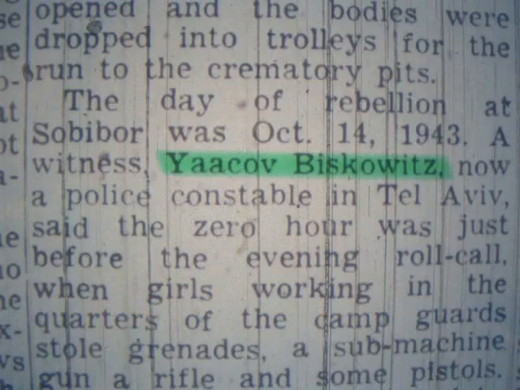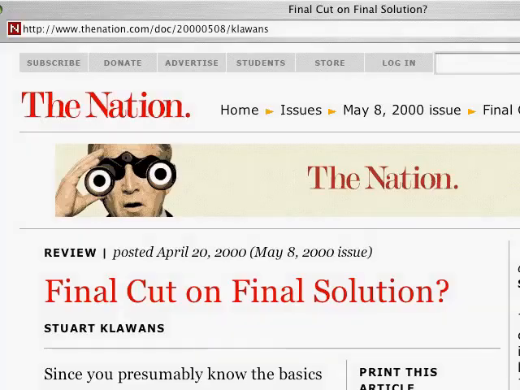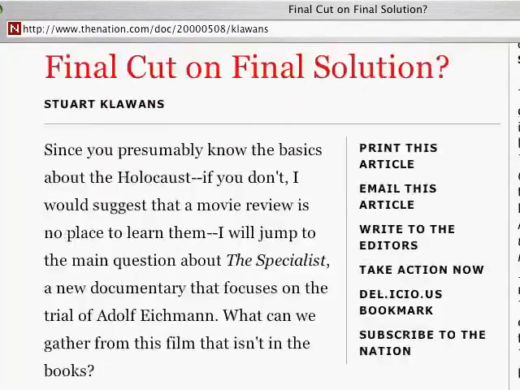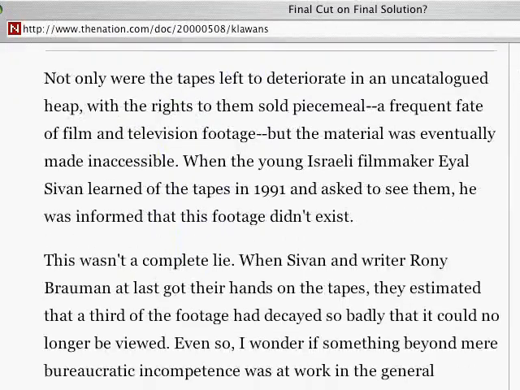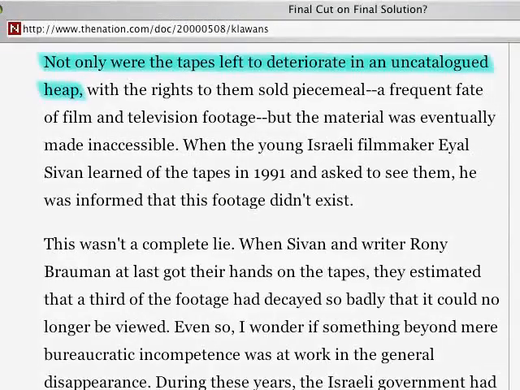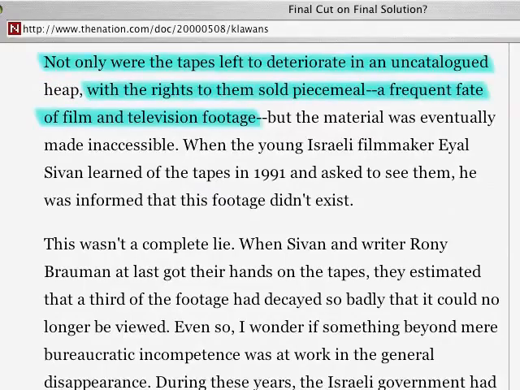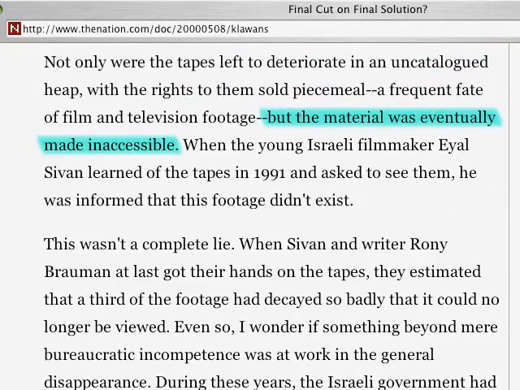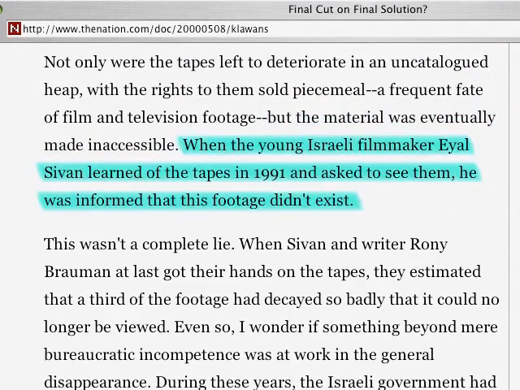A key point is that the Eichmann trial wasn't just about Eichmann. It covered the whole alleged Holocaust, and 500 hours of footage was filmed. In an article in The Nation, we read what Israel's Holocaust Museum did with the footage. Not only were the tapes left to deteriorate in an uncatalogued heap, with the rights to them sold piecemeal, a frequent fate of films and television footage, but the material was eventually made inaccessible. When the young Israeli filmmaker Eyal Sivan learned of the tapes in 1991 and asked to see them, he was informed that this footage didn't exist.